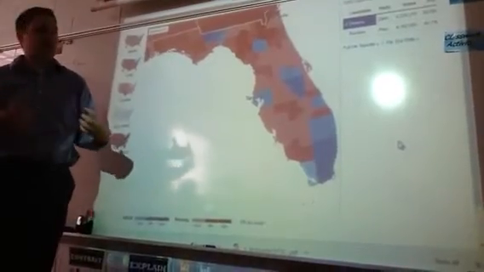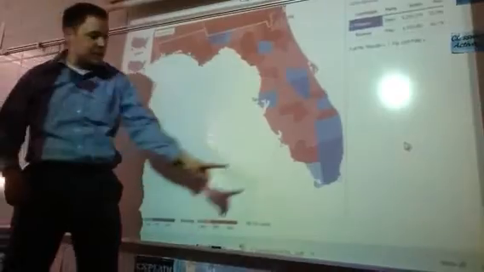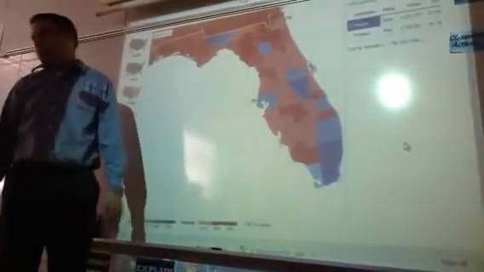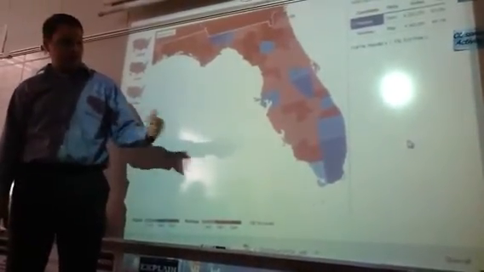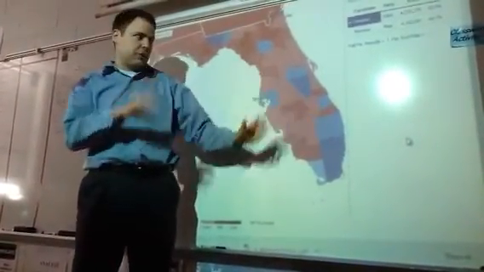They have the most population. These areas don't have as much population. Okay, Miami has a huge population. It went heavily blue. Okay, lighter blue means it was closer, Democrats, Republicans.